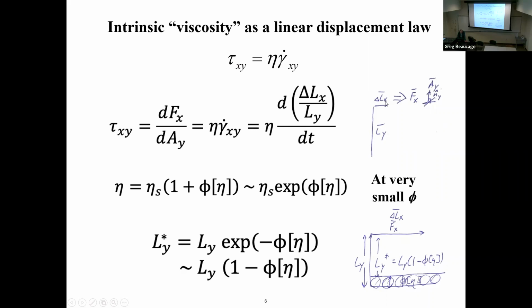Then the strain rate is like a strain, but it's a shear strain. You're moving the top card that way, and the distance you travel changes in the Y direction, the opposite direction. So it's a shear strain, and the shear strain rate is the d/dt of delta Lx over the distance Ly you have. The reason I'm saying this is because you can view this kind of equation, which is called the Einstein equation for viscosity.